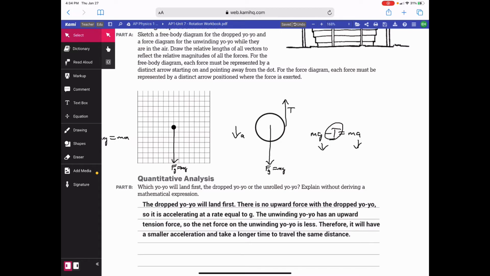The dropped yo-yo, the free-falling yo-yo, will land first. There is no upward force with the dropped yo-yo, so it is accelerating at a rate equal to g. The unwinding yo-yo has an upward tension force, so that the net force on the unwinding yo-yo is less. Therefore, it will have a smaller acceleration and thus take a longer time to travel the same distance.